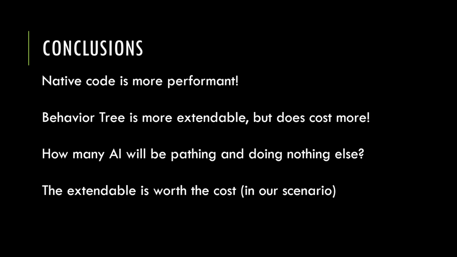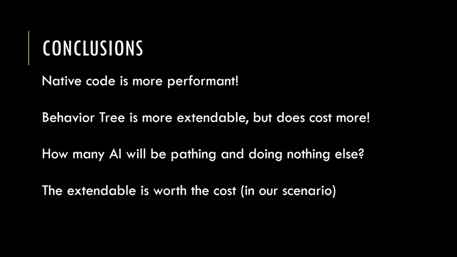Okay, so the conclusions. Based on the test results, the native code is more performant, which is kind of where I thought it would be. However, the behavior tree is much more extendable, even though it costs more CPU cycles. The big decision, I think, is how many AIs do we think are going to be in the world that are going to be pathing, but nothing else.